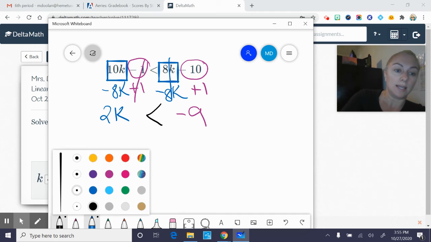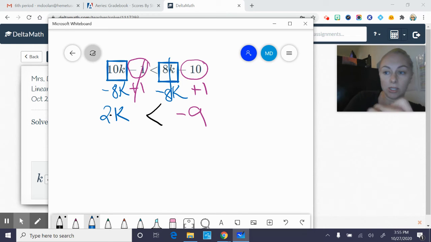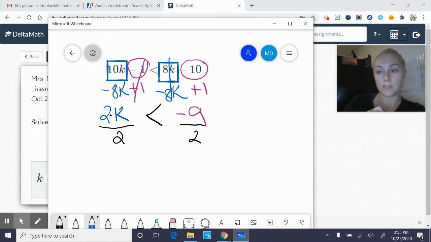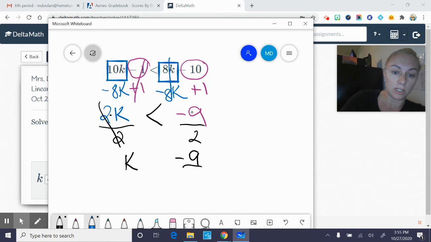To isolate K, well, K and 2 are being multiplied, so I divide by 2. And whatever you do on one side, you do on the other. Same thing with equations. Whatever you do to one side of the equation, you do to the other side of the equation. Whatever you do to one side of an inequality, you must do to the other side of the inequality. 2 divided by 2 is 1, which disappears, and I'm left with K, -9/2. I can leave it just like that and bring my symbol down.